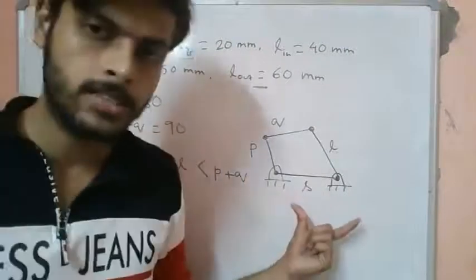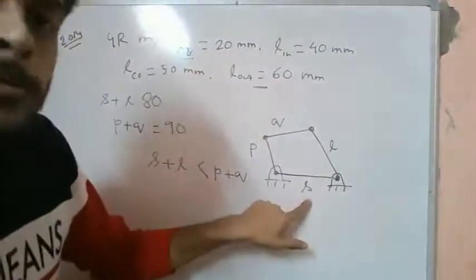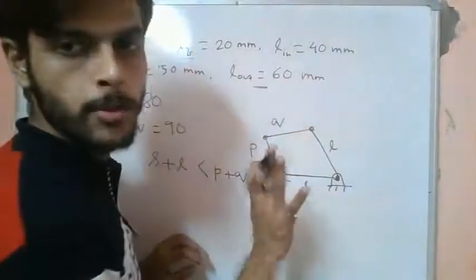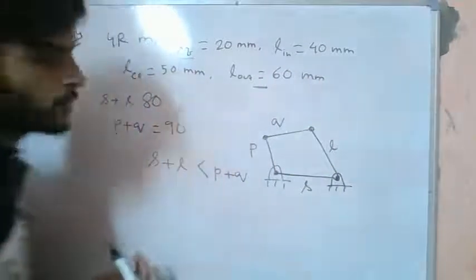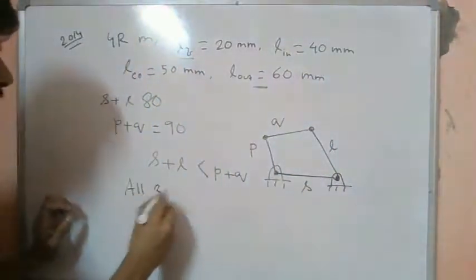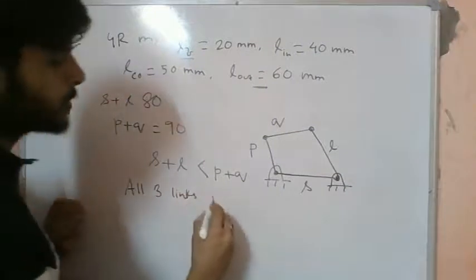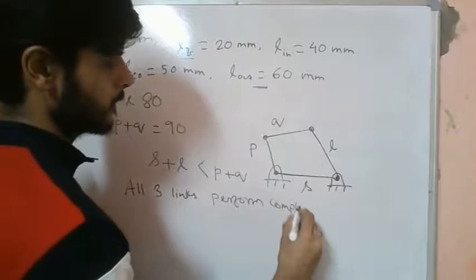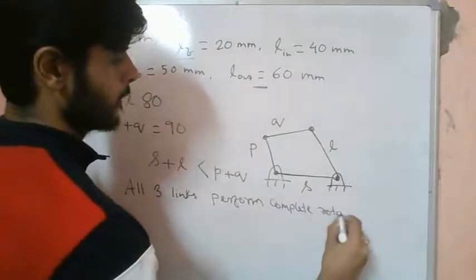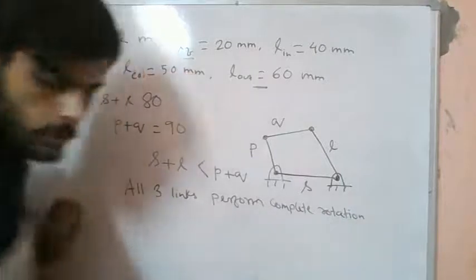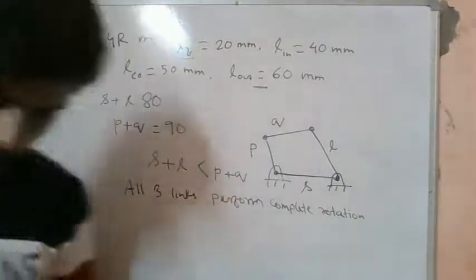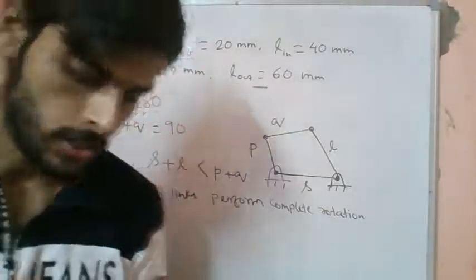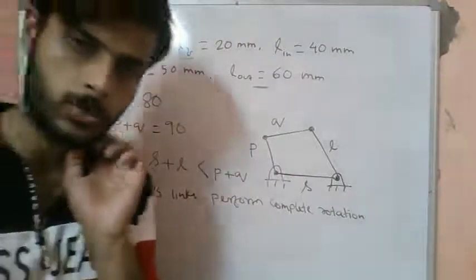Once we know that this is a Grashof chain and that the shortest link has been fixed, all three links will perform a complete rotation. This was a question from GATE 2014, where we were required to find out how many links will perform a complete rotation. So all three links will perform a complete rotation.